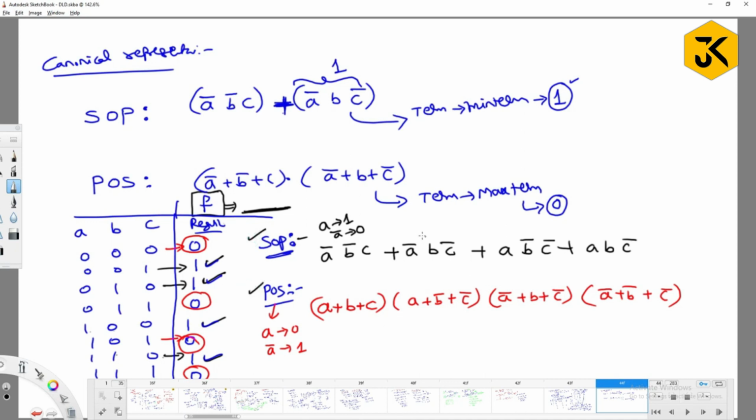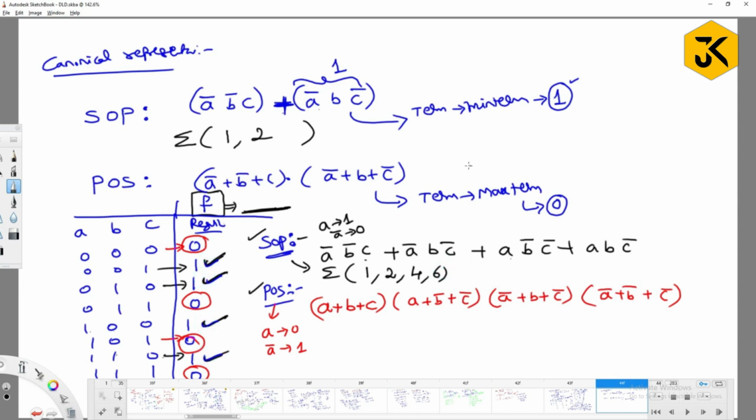Technically, we may represent the sum of products as a summation of these values. What is this? A bar, B bar, C is 0 0 1, which is 1, comma, this value is 0 1 0, which is 2. So you can represent the sum of products expression as summation of 1, 2, this is 4, and 4 plus 2 is 6. So 0, 1, 2, 4, 6.